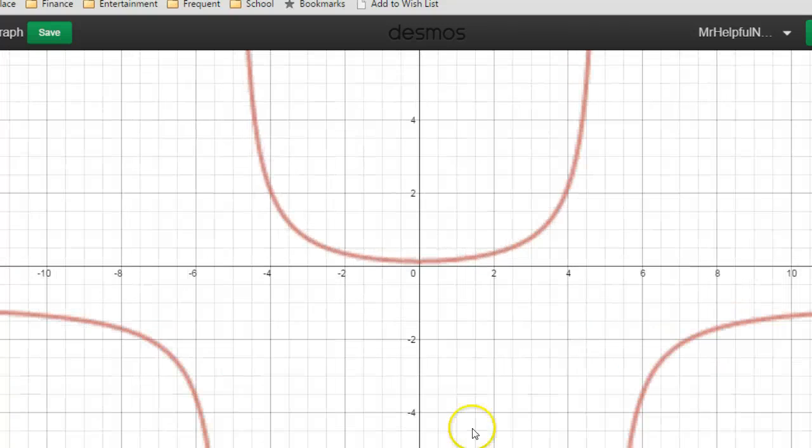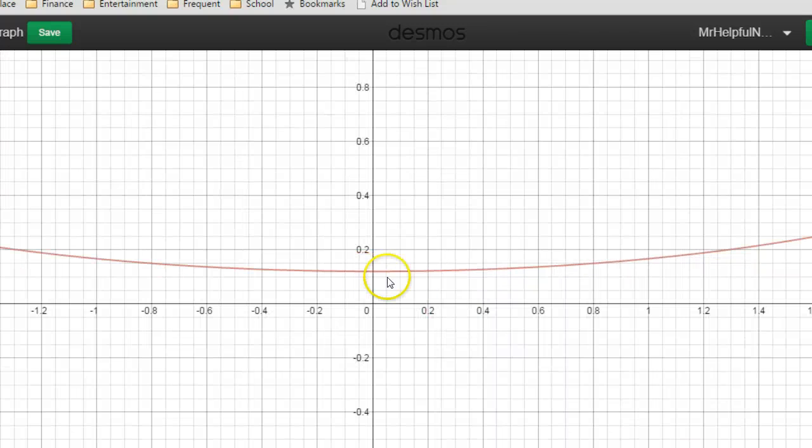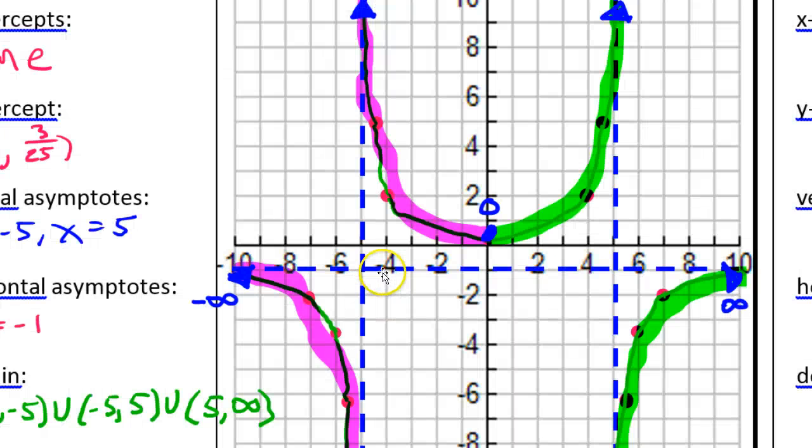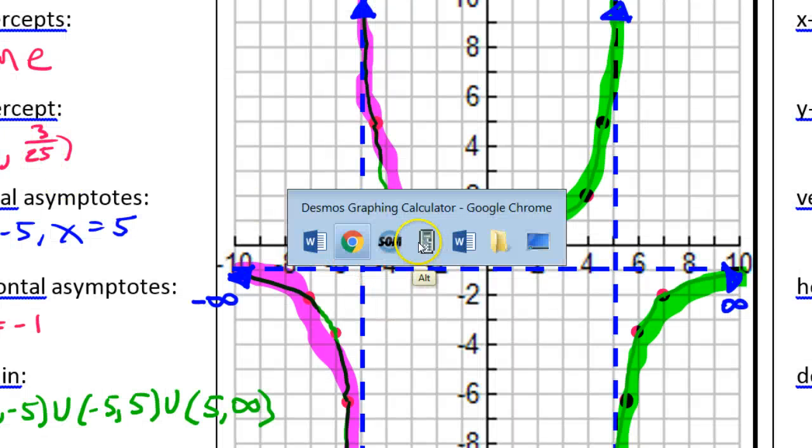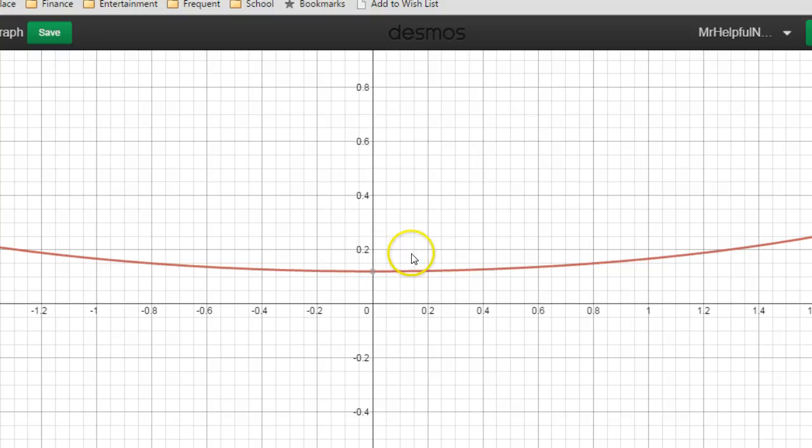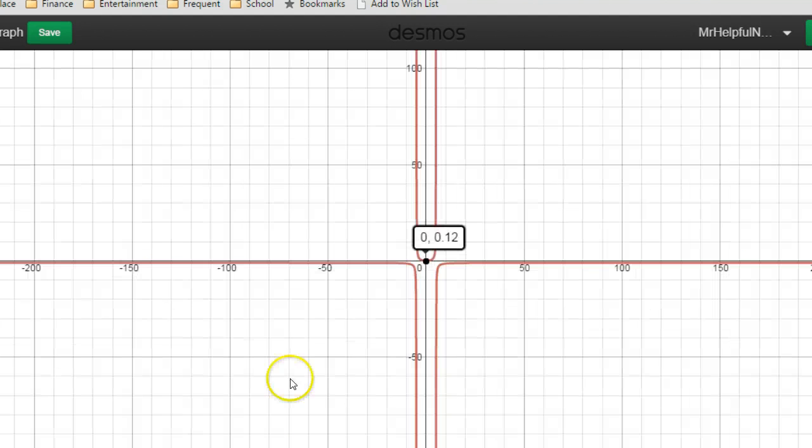Notice if we can zoom in really close on that y-intercept area, notice it does not touch 0. It's up here at 3/25, which is apparently 0.12. Here's what the graph looks like from space.